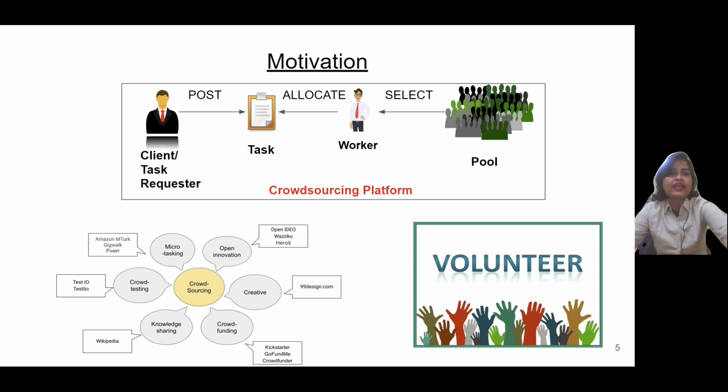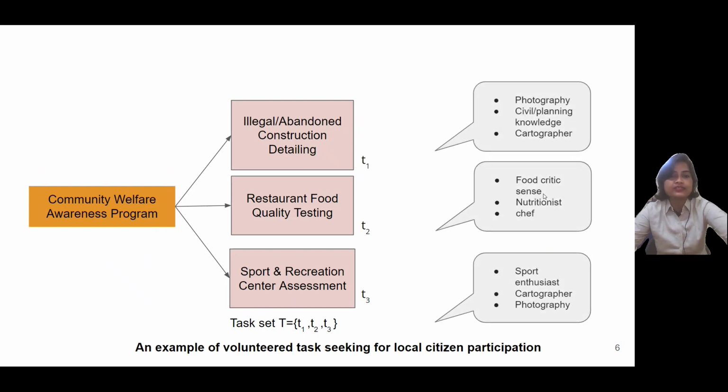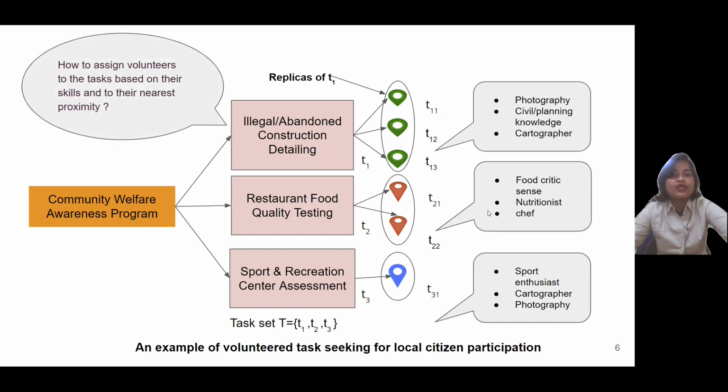Now let us move to a real-life example where there is a complex task of a community welfare awareness program. As it is a complex task, it has three subtasks as shown in the picture, that is T1, T2 and T3. Each of these subtasks has its own skill requirements. Now T1 is located at three different places, that is, it has three replicas that are spatially distributed at three geographical locations. The same goes for the other two. We call T11, T12 and T13 replicas of T1 because requirement-wise they are the same as T1, but location-wise distinct.